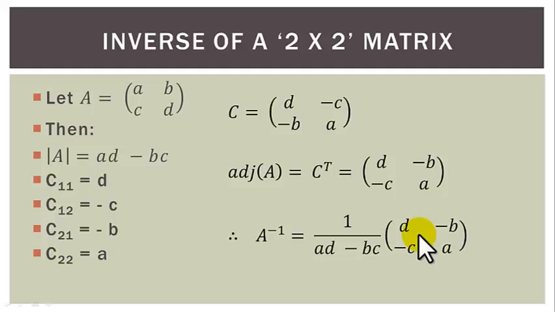Please note, for a 2 by 2 matrix, it is very easy for one to write down the inverse without passing through this process. All we need to do is find the determinant and then write 1 all over the determinant. Then the adjoint is obtained simply by interchanging these two. D will come here while A will come here, and then change the sign of B and the sign of C.